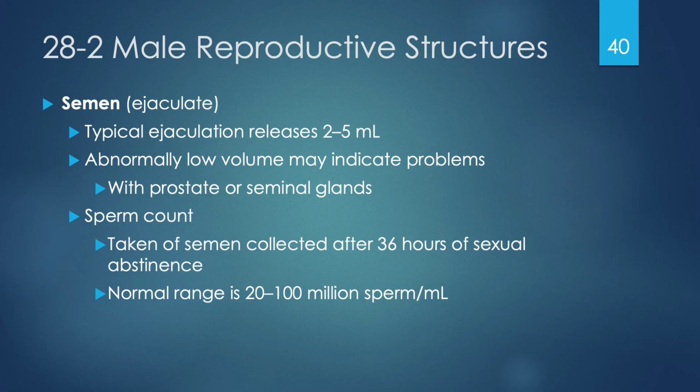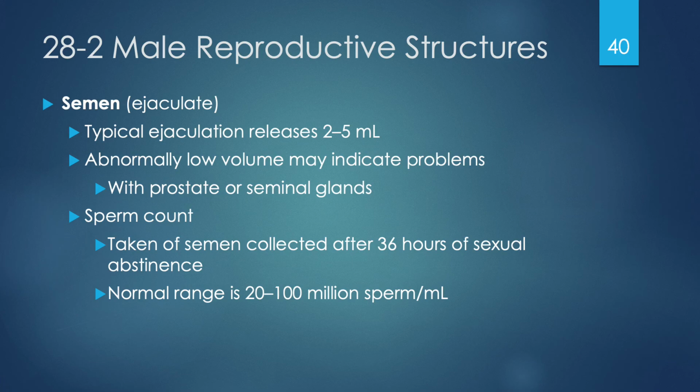A typical ejaculation would release 2 to 5 milliliters of ejaculate, and there can be times when a low volume could occur. If so, an abnormally low volume could indicate problems primarily with the prostate gland or the seminal vesicles/seminal glands, because this is where the majority of the volume is produced. It can also be an indicator potentially of issues with sperm count, although keep in mind that the sperm themselves actually do not take up the majority of the volume of an ejaculate.